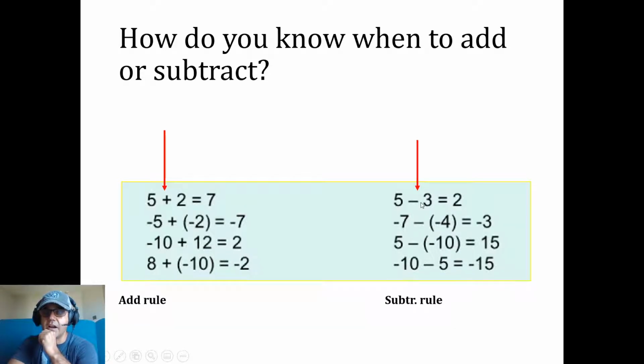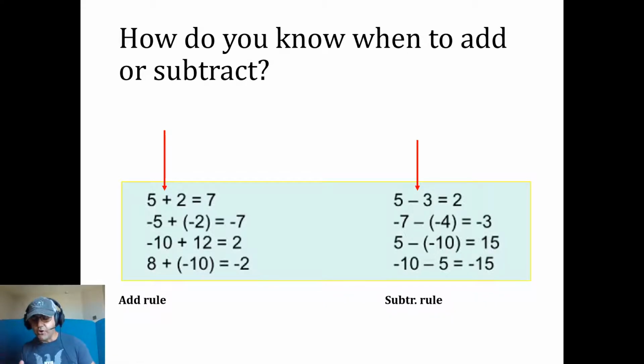Over here on our subtraction problems, 5 subtract 3, now that's just a basic elementary, but we could do adding the opposite, which would be 5 plus negative 3. On this one right here, it would be negative 7 adding positive 4, because again, it's called adding the opposite. This is a great example here. 5 subtract negative 10, which will really become 5 adding positive 10. 5 plus 10 is 15.